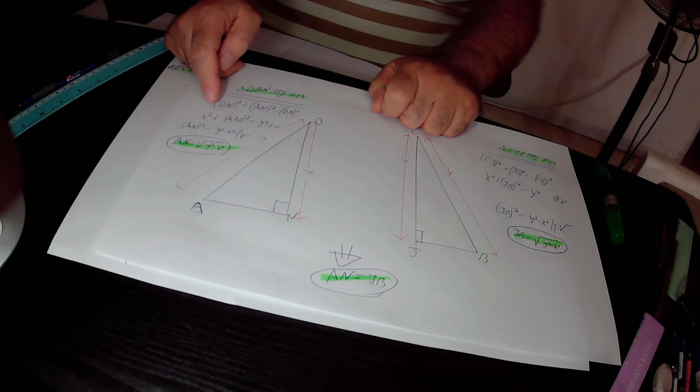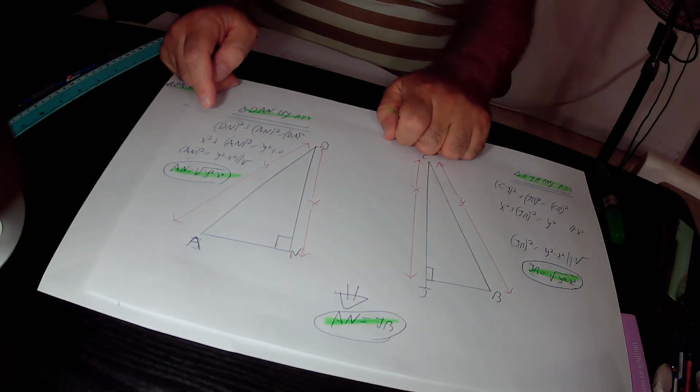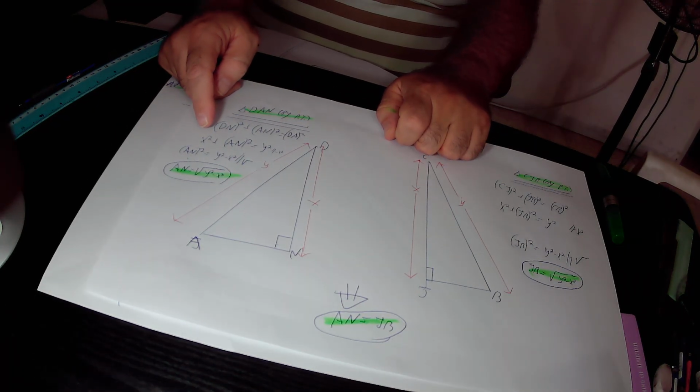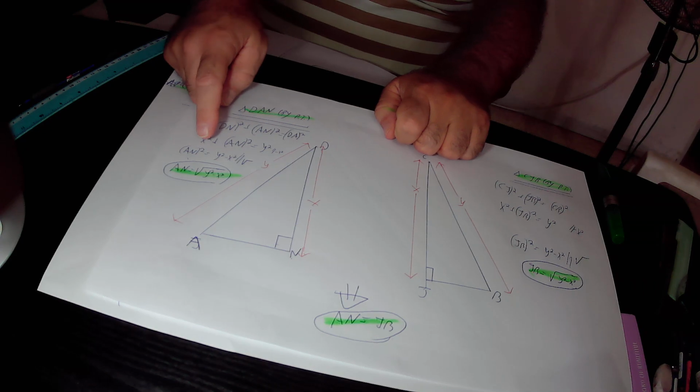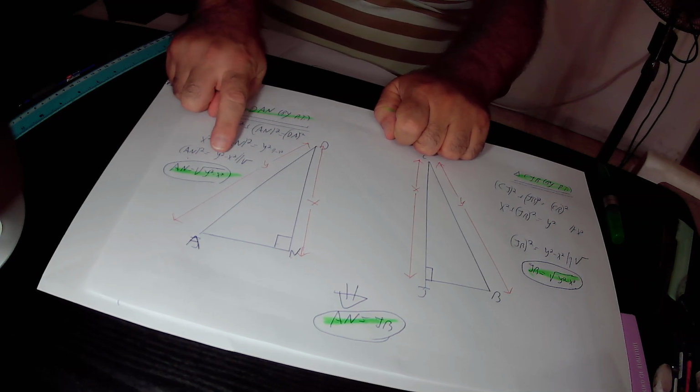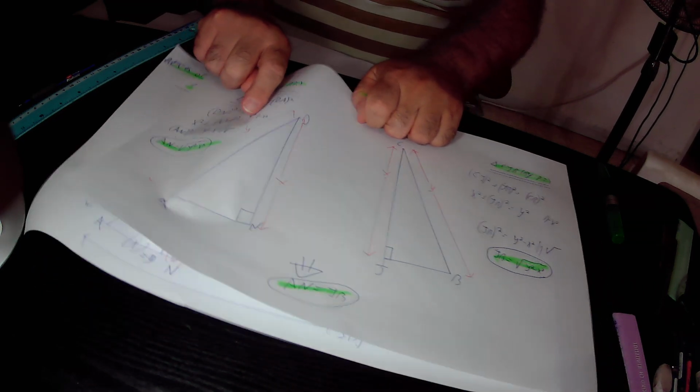Here we subtract x squared from the equation, and we find that AN squared equals y squared minus x squared. Here we take the square root of the equation, and we find that the missing side AN equals the square root of y squared minus x squared.